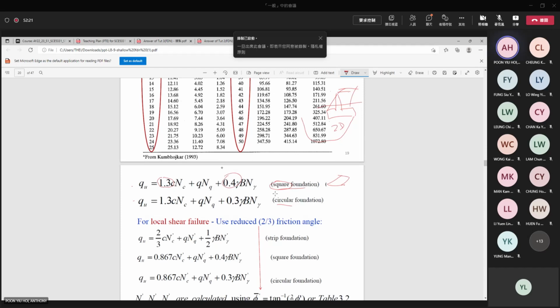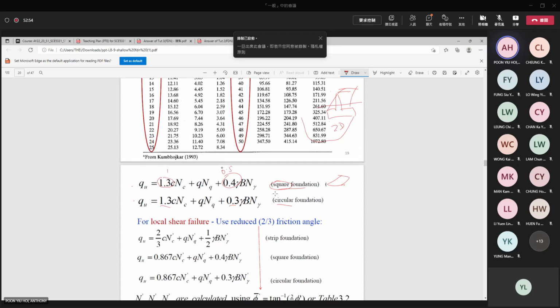So instead of 1, it is 1.3. Instead of 0.5, it is 0.4, etc. And then for circular, again, it is modified. So this is how we deal with other shapes when using Terzaghi's equation. And then again, the discussion above is based on the failure mode, the general shear failure mode.